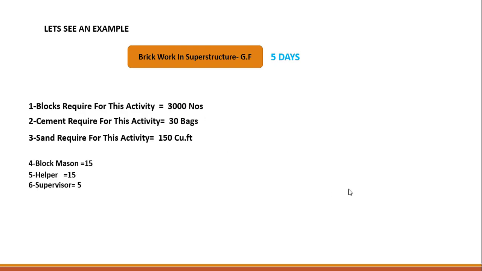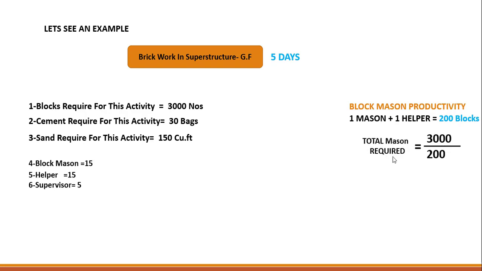Now next, in labors we need block mason as 15 and the helper as 15 and the supervisor as 5, 1 per day. So how I arrived at this calculation is based on the productivity in our company. Block mason productivity is 1 mason plus 1 helper is 200 blocks for 1 day. And now the total mason we require for this activity is 3000 number of blocks divided by productivity, and it will become 15.